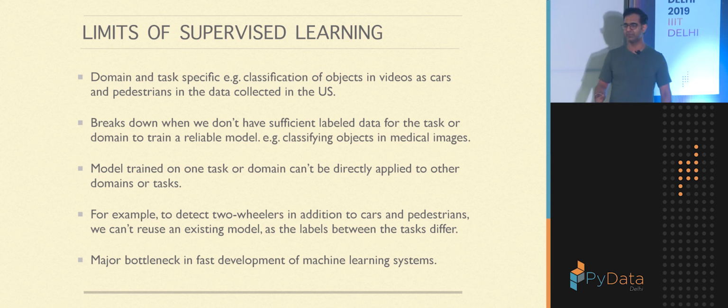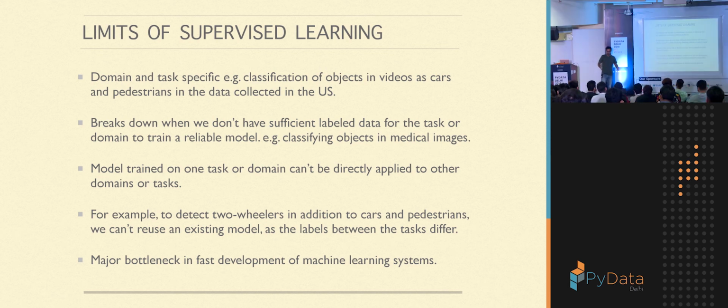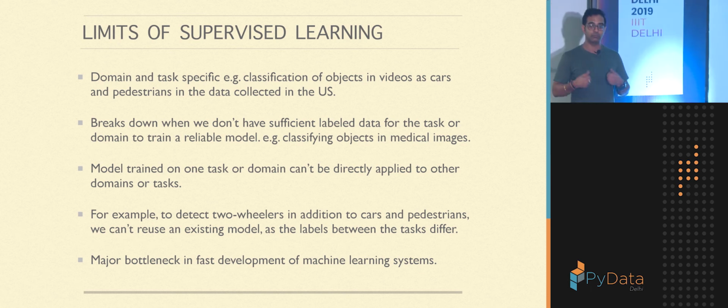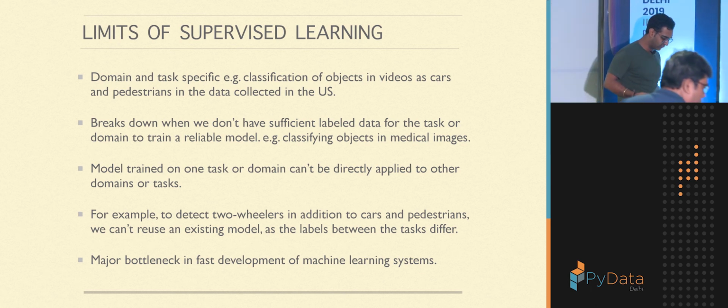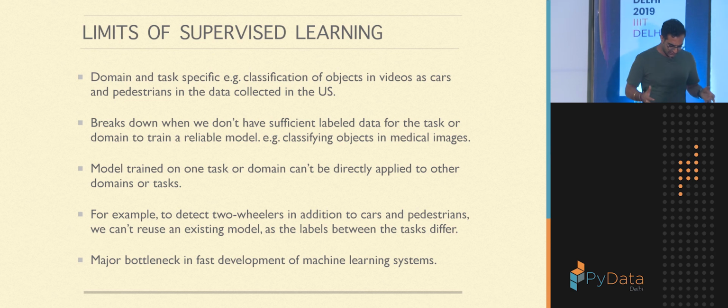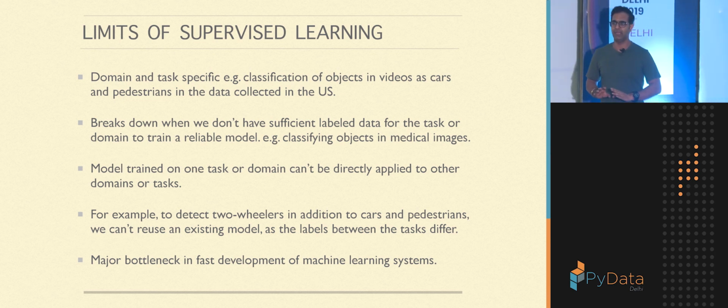The biggest problem is that it is heavily dependent upon data. You do need some data, you do need labeled data. And with the current paradigm of deep neural networks, these are very, very complex models, so they require a lot more data to be able to train well. Supervised machine learning is very domain and task specific.